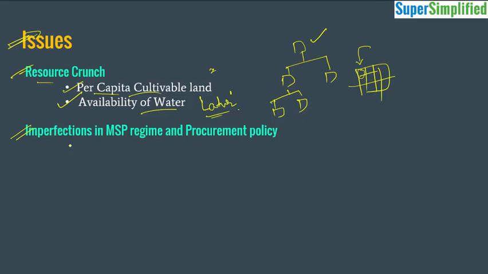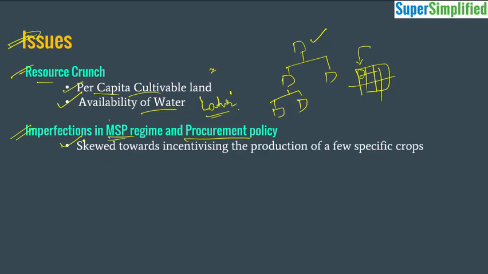Second issue is imperfection in the MSP regime, minimum support price regime, and procurement policy. So what the economic survey is telling is our MSP regime is actually skewed towards incentivizing the production of a few specific crops. So the farmer is very happy and he feels very comfortable and safe when he produces wheat or rice, because the MSP policy for these crops is very clear.